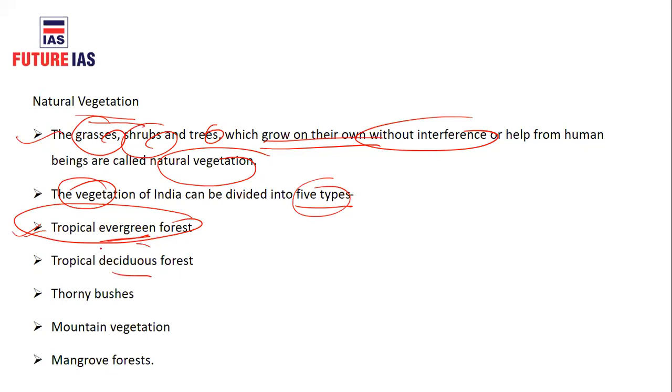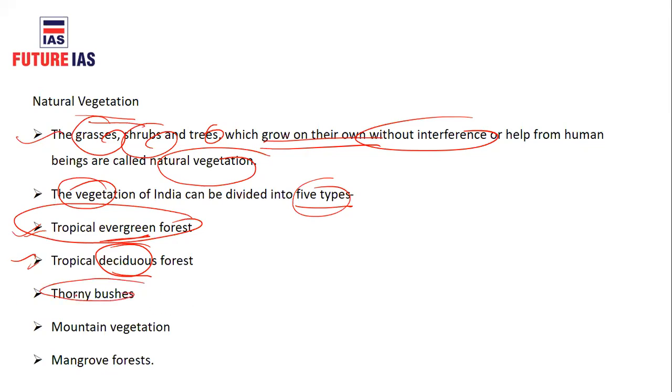Deciduous forest का मतलब होता है in a particular period of time in a year, the trees shed their leaves in order to conserve moisture, and that type of tree is called deciduous, right? And that type of vegetation is known as deciduous vegetation.